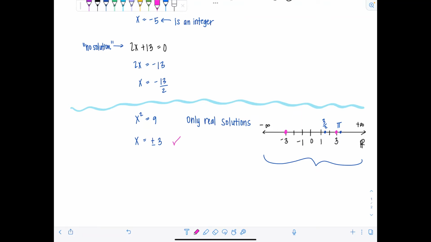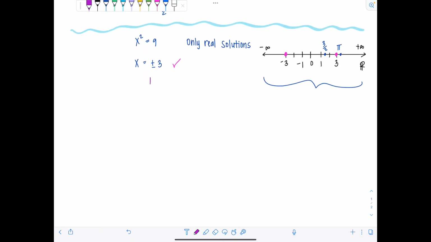Okay, but then what if we change up the equation a little bit? What if we make the equation instead x squared equals negative 9? Can you find a number on this real number line whose square is negative 9? That when you square it, you get a negative number? No. Okay, that's not possible if you're only looking at the real numbers for solutions. So that's why we introduce complex numbers, because they allow us to solve more equations.